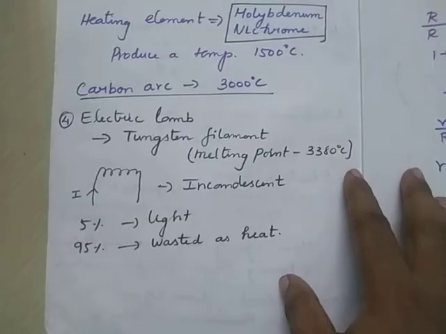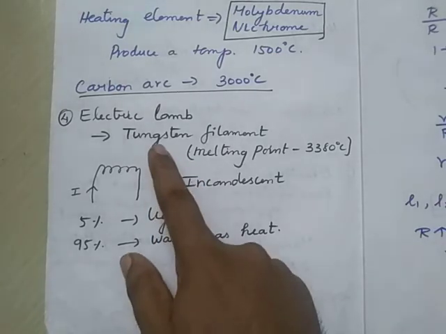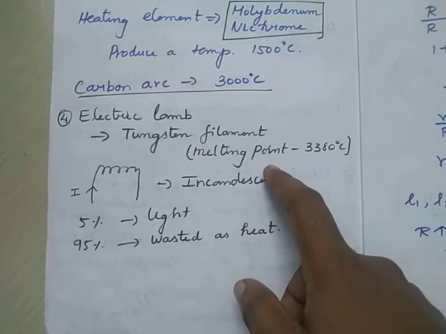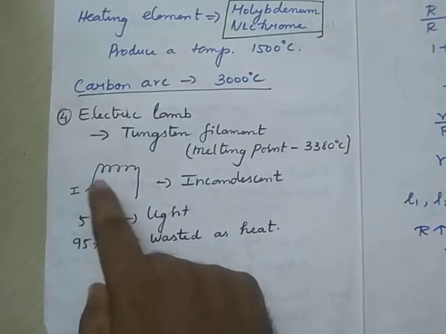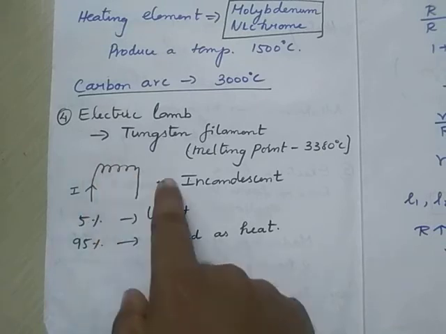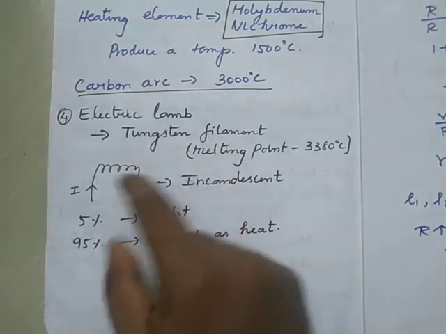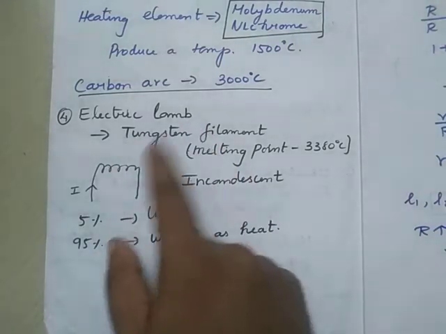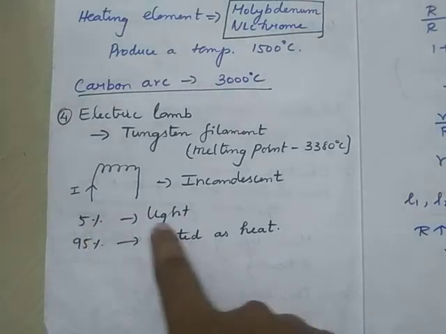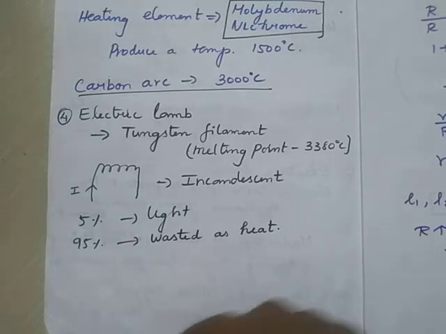Then our next application is the electric lamp. An electric lamp consists of a tungsten filament having a melting point of 3380 degrees Celsius. The current passing through the tungsten filament produces heat first. After that, it produces light, which is known as incandescence. Here, every electric lamp consumes only 5% of energy to produce light, and the remaining 95% is wasted as heat.